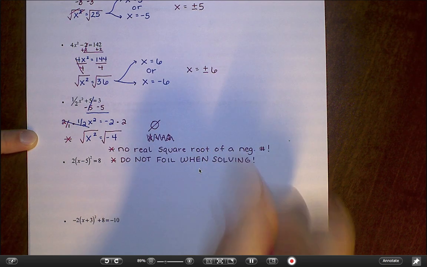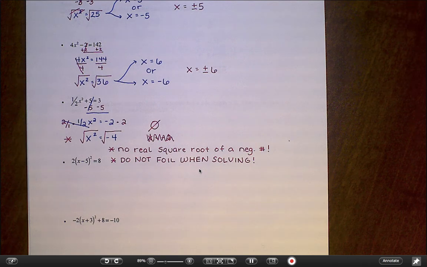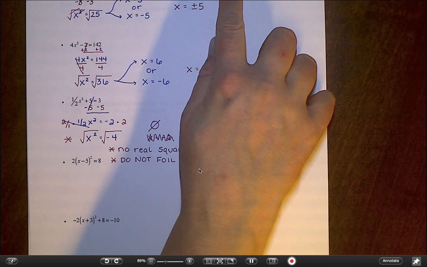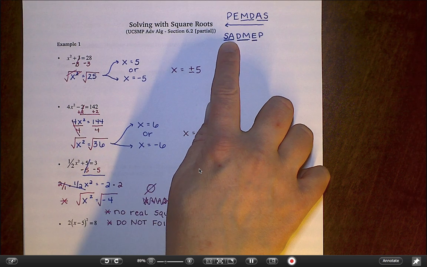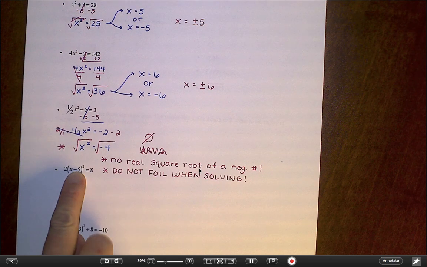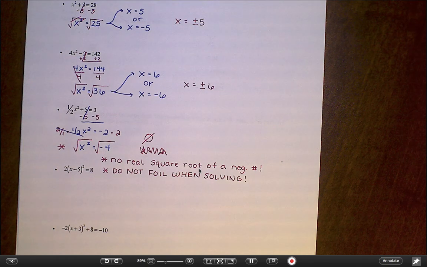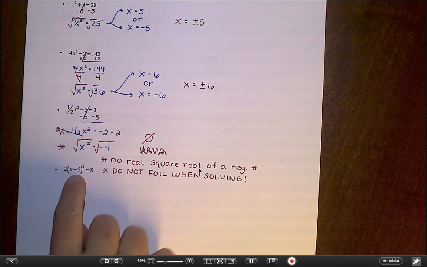Okay, foiling makes the mess bigger, and solving is all about cleaning up the mess. So again, let's refocus on SADMAP. Now, it says to get rid of addition and subtraction first, and I do see subtraction, but that subtraction is trapped inside these parentheses. I can't touch anything in the parentheses until the outsides of the parentheses are cleared out. So I'm not going to worry about that -5 right now.